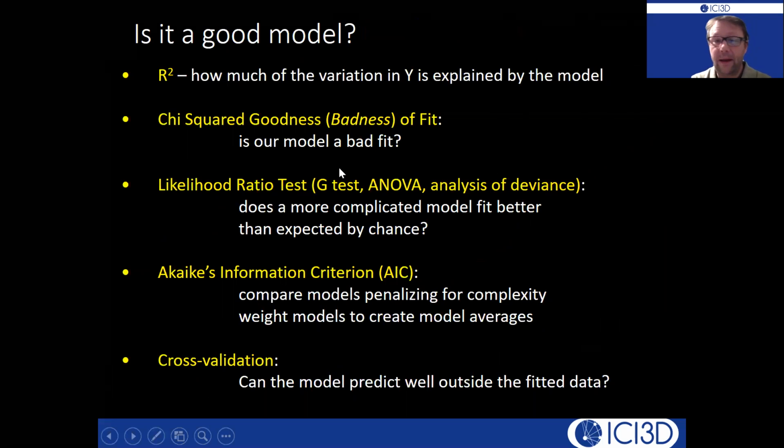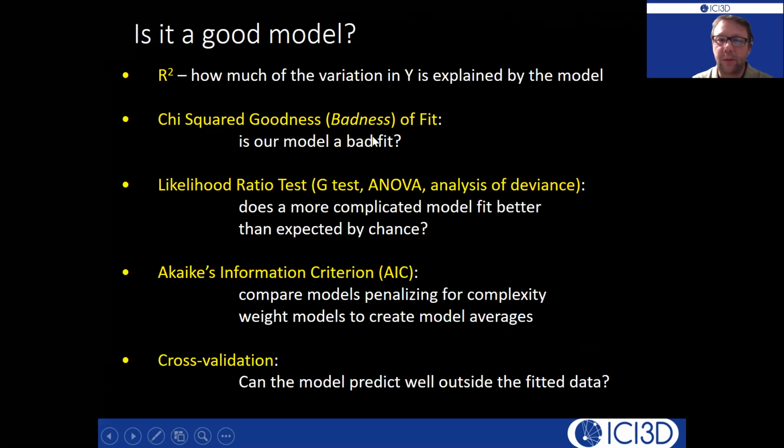And then we can still ask, do we think it's a good model? There are lots of different metrics, lots of different things that we can investigate to see if our model is a good one. R squared is a nice one. It explains how much of the variability in the response is explained by the model. So high R squareds are better.